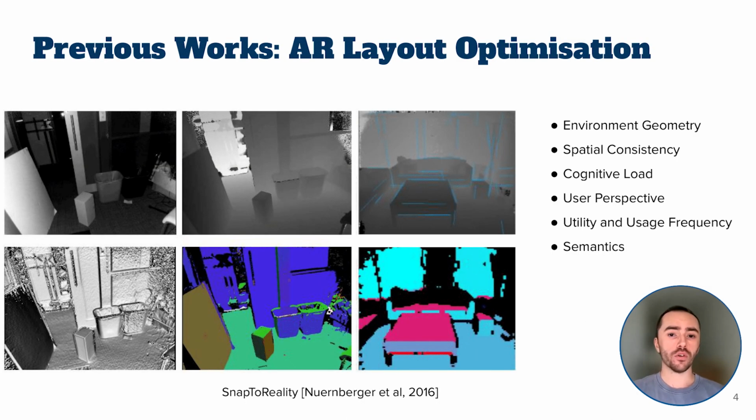Previous work have tried to overcome this challenge. They introduced multiple approaches to automatically optimize the content placement in augmented reality environments, removing the need for any user input. For example, in Snap to Reality, the authors used the geometry of the environment and extracted the edges and surfaces to snap virtual objects to them. The other optimization approaches explored the use of spatial consistency, user perspective, usage frequency, or semantics.